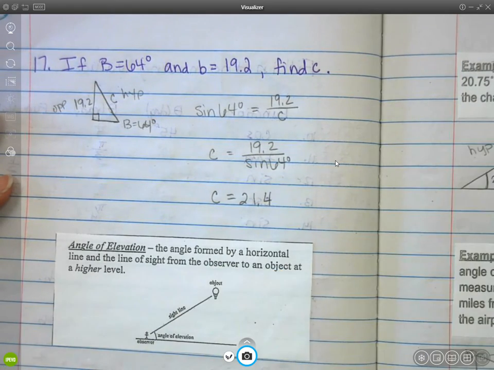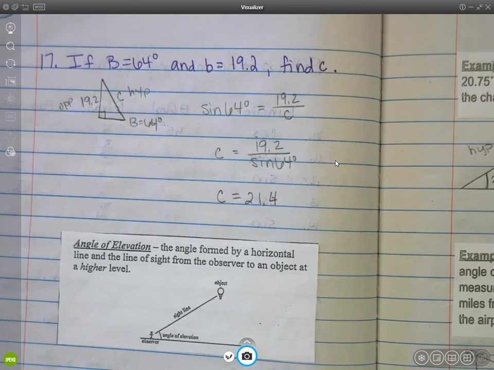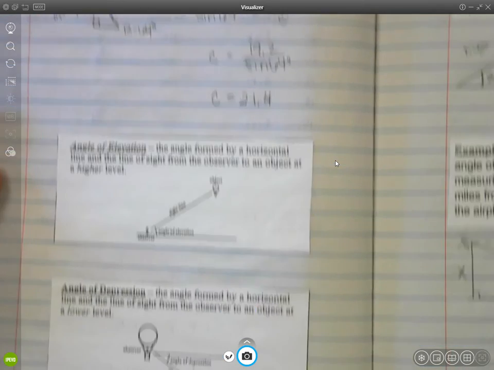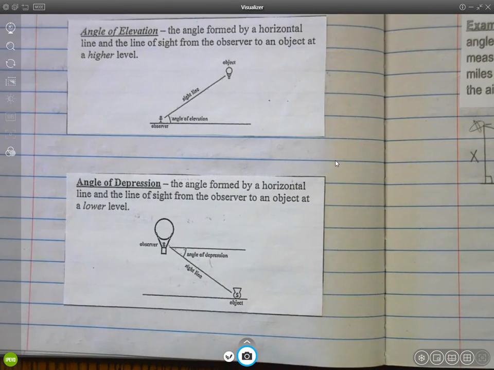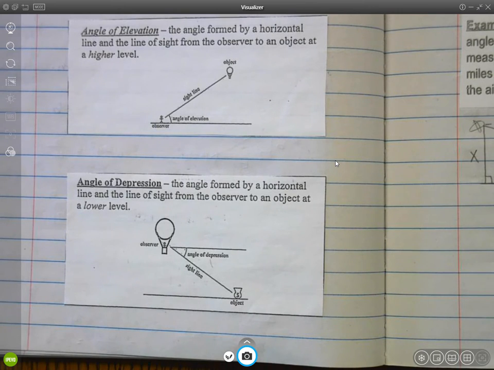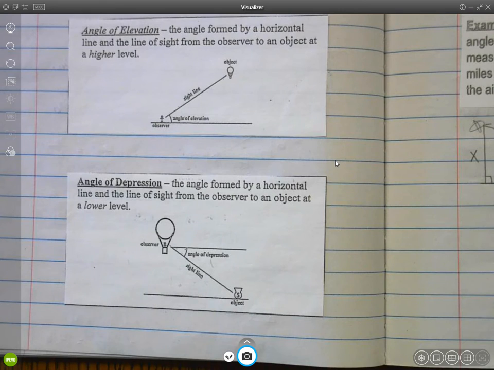All right, so before we can do some word problems, we have to make sure we understand some vocab. So angle of elevation versus angle of depression. Angle of elevation is when I'm on the ground looking up at something, and it's the angle that I'm looking up. Angle of depression is like I'm in the air and I'm looking down at something.